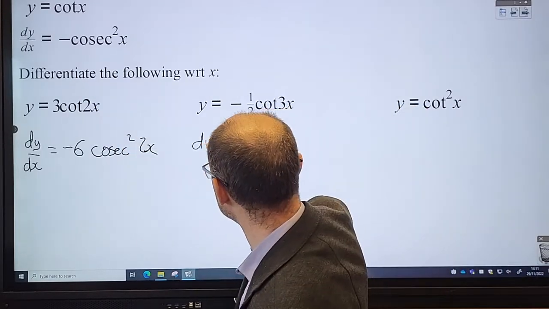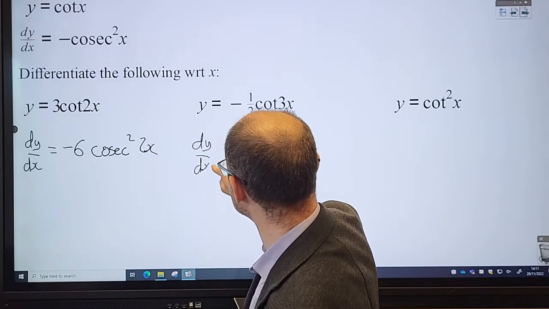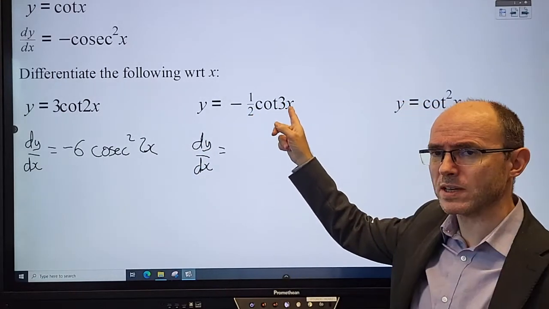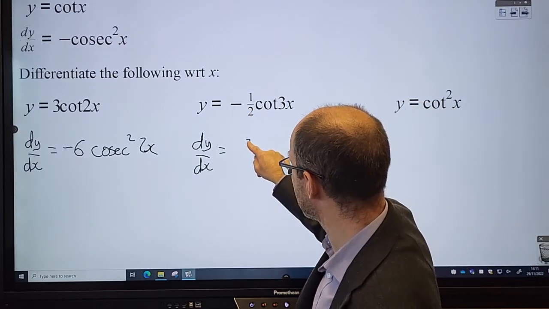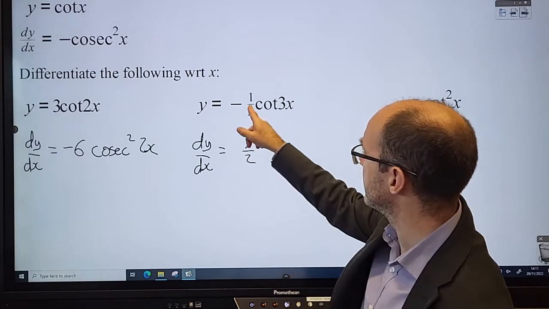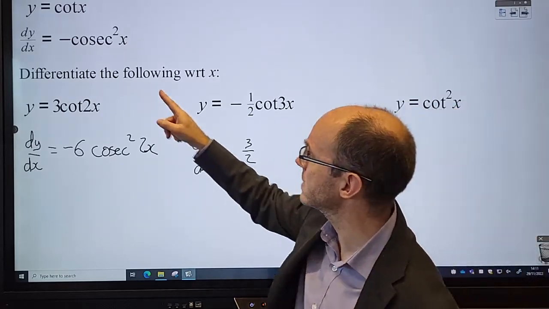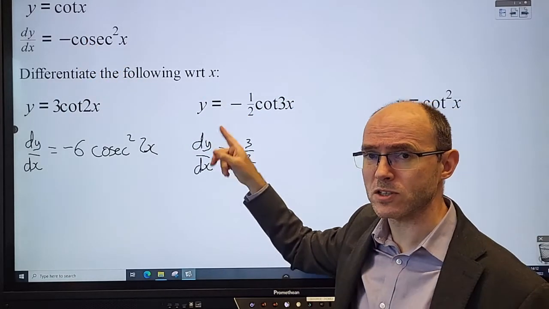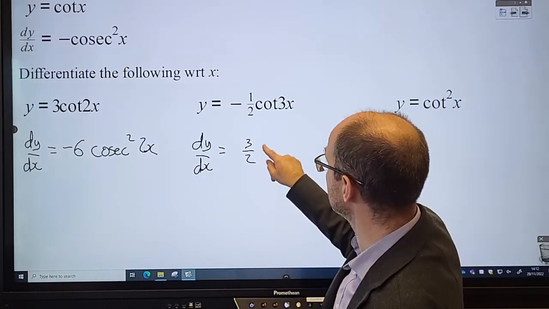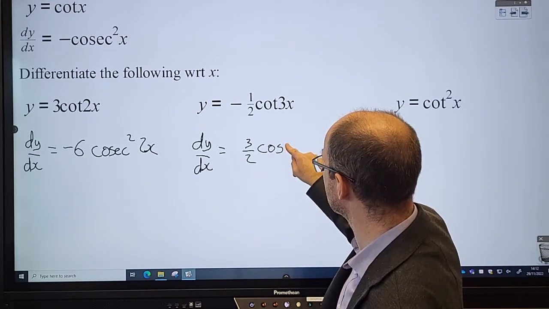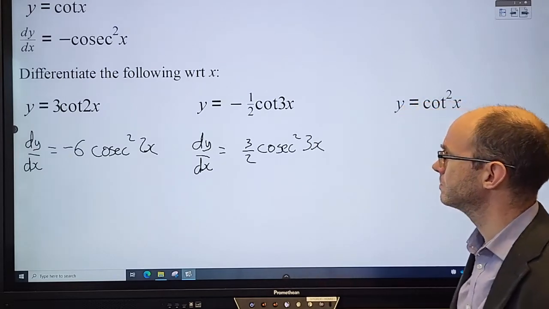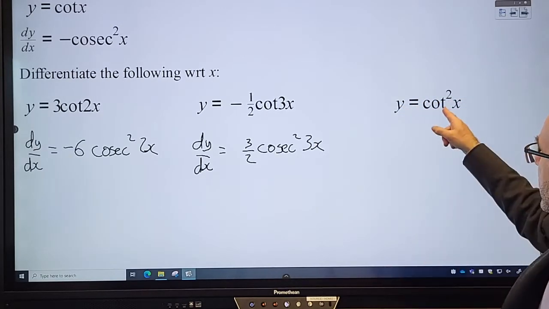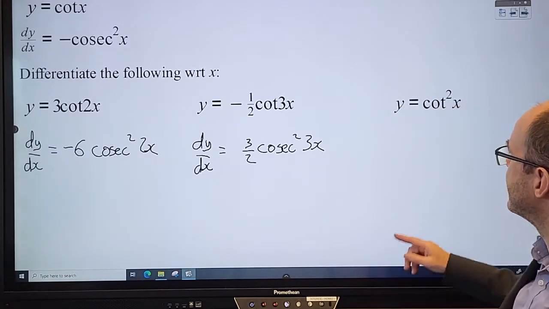Right, next one, so dy dx is equal to differentiate 3x, you get 3, times by a half, you get 3 over 2. Right, and then differentiate cot, you get negative something, so the negatives will cancel each other out, and that's going to be 3 over 2 cosec squared 3x. Okay, that's that one. And then finally, cot squared x.